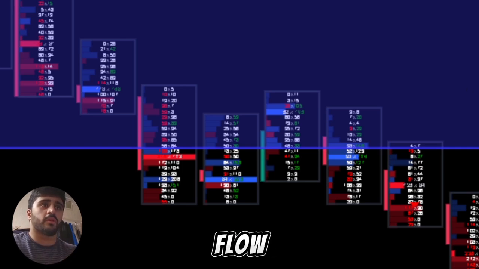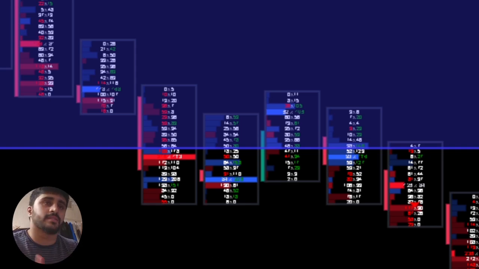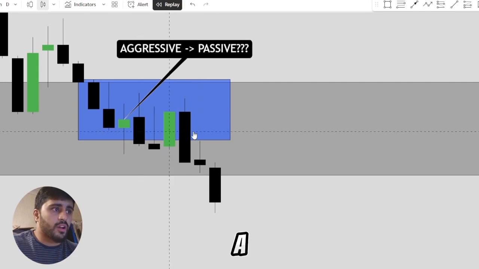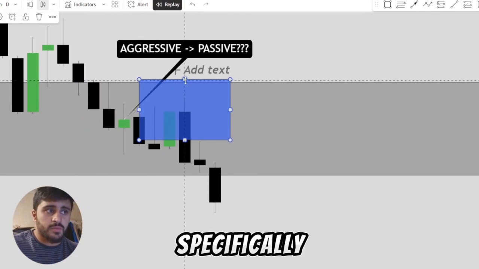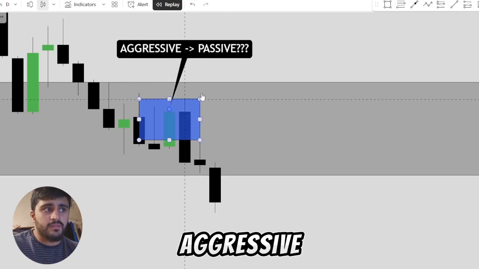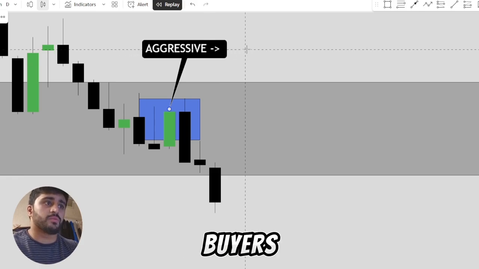So this is where order flow starts to tell us a bit of a story. And that's all order flow is. Order flow is basically validating the stories inside of our key levels. Breaking this down again, we can see a lot of blue delta, a lot of positive delta in this region. Specifically, we were looking at these candles here. Now, who was aggressive? Well, the buyers were aggressive, right? So who was aggressive? The buyers were aggressive.